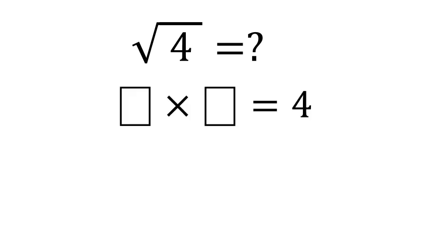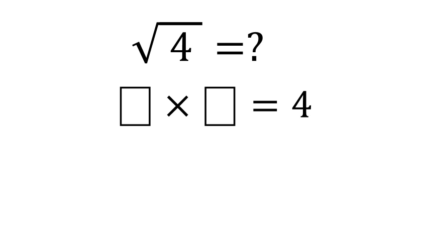What is meant by radical of 4 or square root of 4? What does it mean? I'm looking here for a number, when I multiply it by itself, not by another number, I will obtain 4. Something times the same something, I will obtain 4.